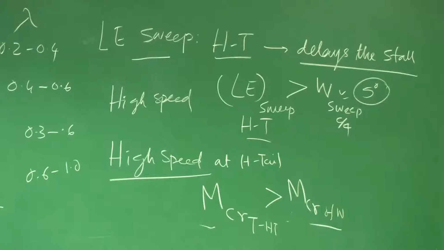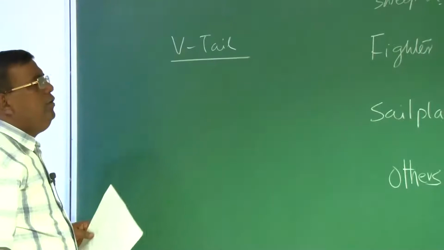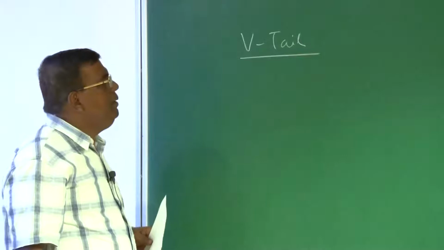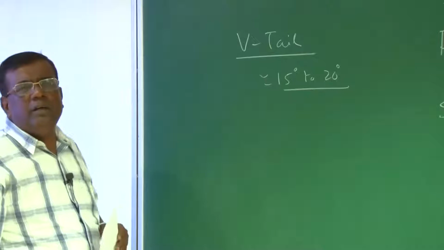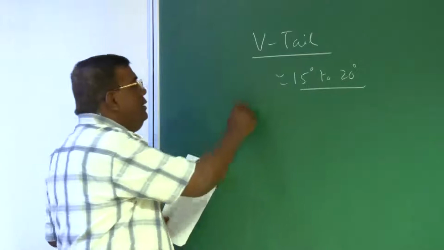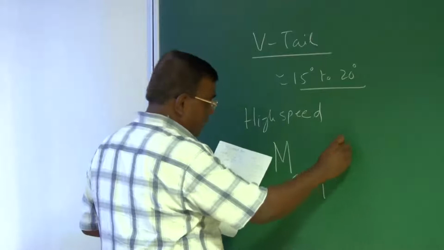If we try to visualize a similar thing for a vertical tail, there is no requirement of any sweep when it's low speed. We'll find mostly around 15 to 20 degrees sweep for a vertical tail, which is primarily for aesthetic reasons. But for high speed, again, this criterion: M critical of the vertical tail should be greater than M critical of the wing.